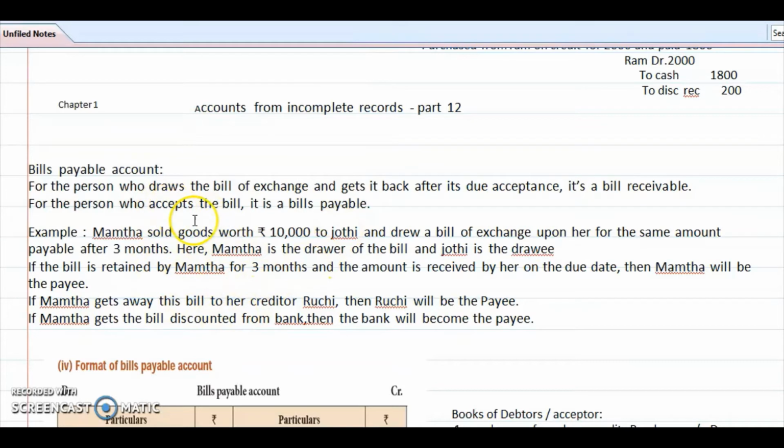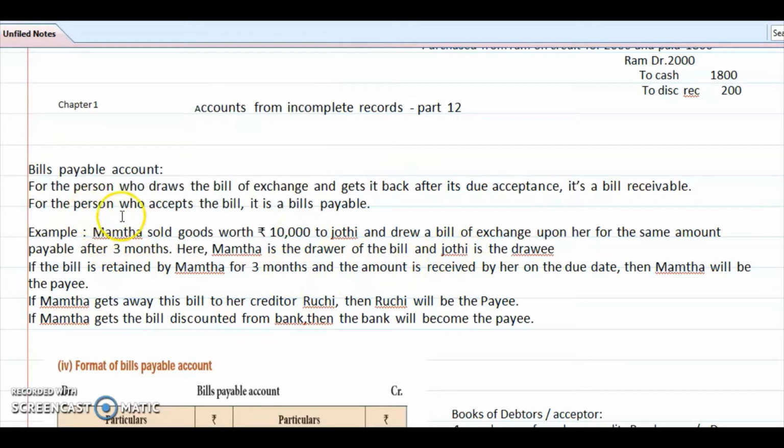Let me explain with a simple example. Mamta is a seller who sold goods worth 10,000 to Jyoti and drew a bill of exchange upon her for the same amount, payable after 3 months. Here Mamta is the drawer of the bill and Jyoti is the drawee. So Mamta is a seller who draws the bill of rupees 10,000, and Jyoti is the drawee.